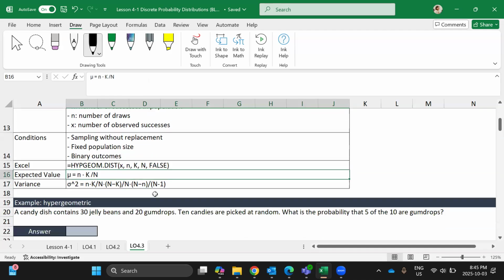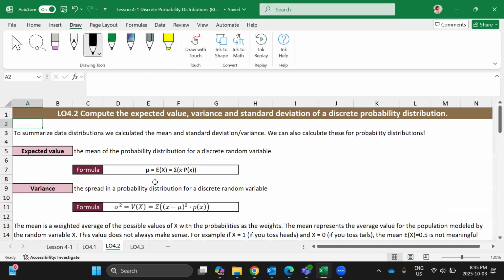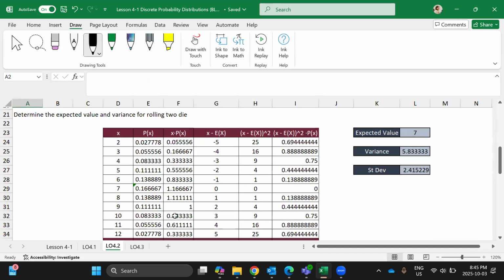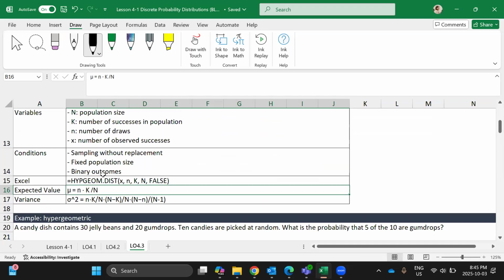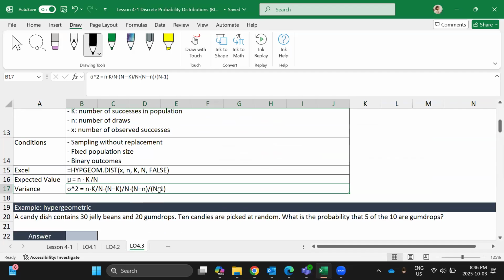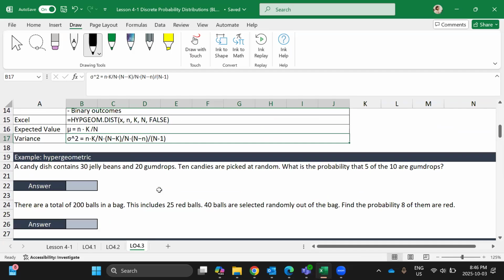For the expected value, instead of having to do the long table method that we did before, there's a shortcut for any named distribution. For the hypergeometric, you can calculate the mean or the expected value just by taking the number of draws times the number of successes in the population divided by the population size. The variance is a much more complicated formula that involves the little n and capital K. But there are formulas, so you don't have to use the whole table method.